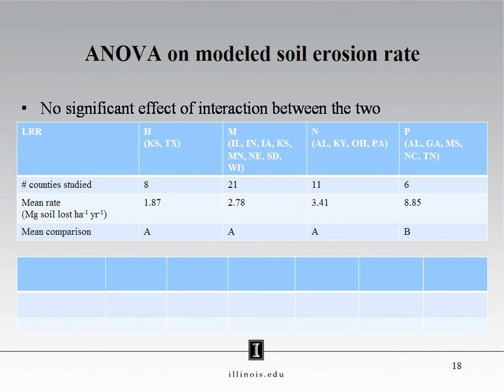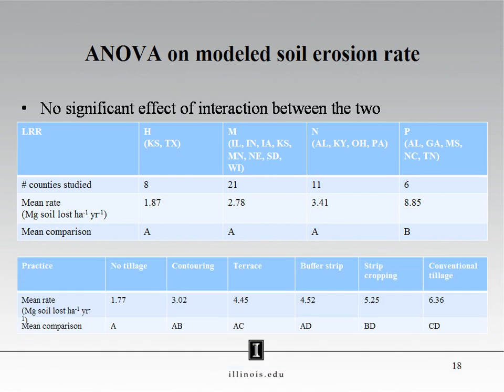And the lowest rate of soil erosion was predicted in the western region, LRR H, based on the 8 counties in Kansas and Texas considered in our analysis. Comparison among the 5 or 6 management practices we modeled shows the erosion rate under no-till within each LRR was significantly lower than other practices modeled.